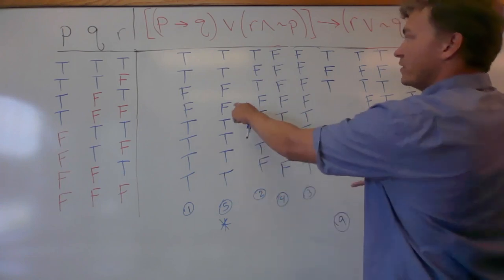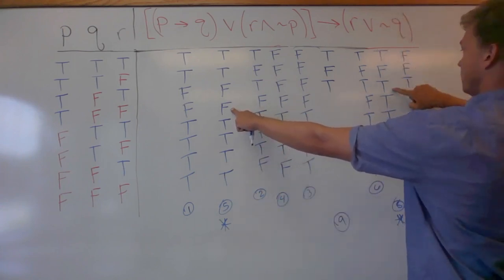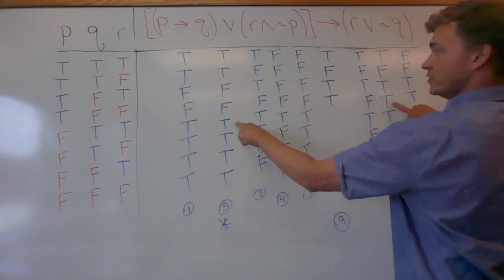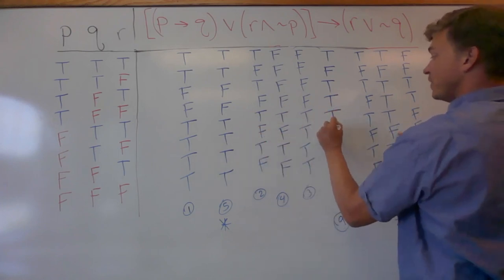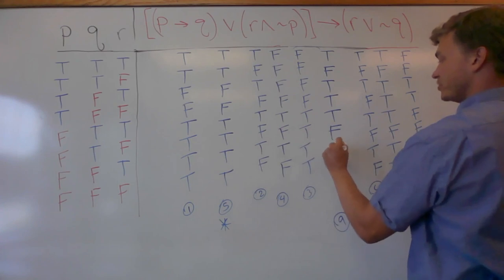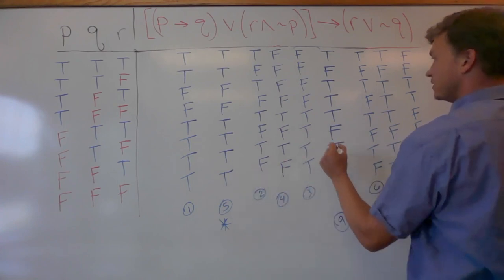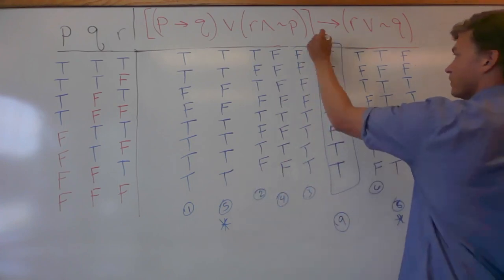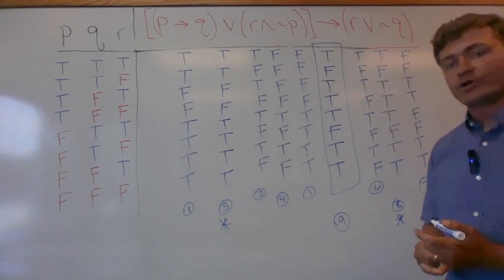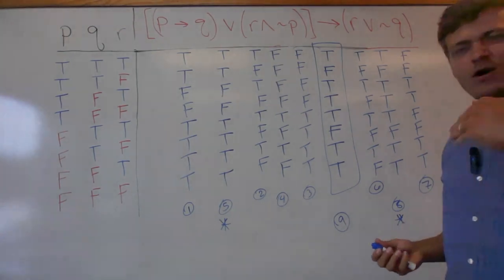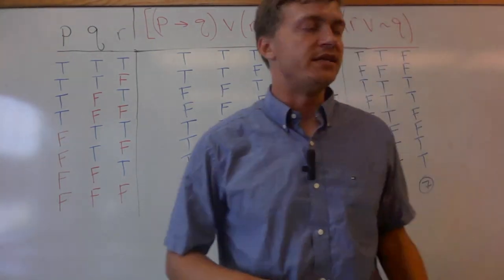So let's keep going through here, right? The fourth one, false implies true is true. True implies true is true. True implies false is false. True implies true is true. True implies true is true. So TF, TT, TF, TT. Pretty interesting there. They kind of alternated in sequences of four, TFTT, TFTT.